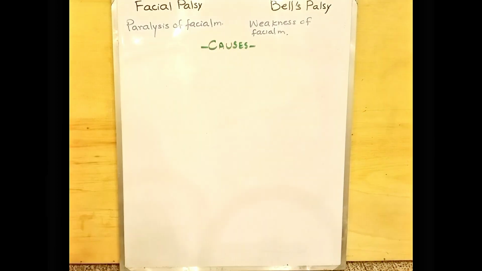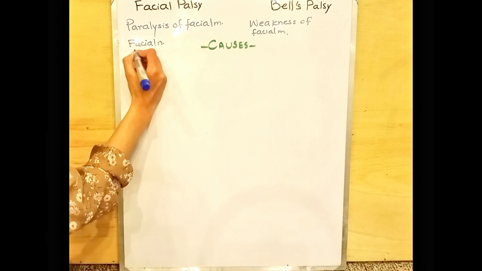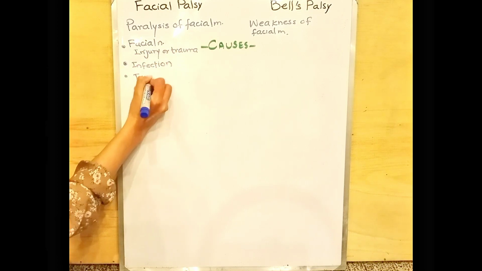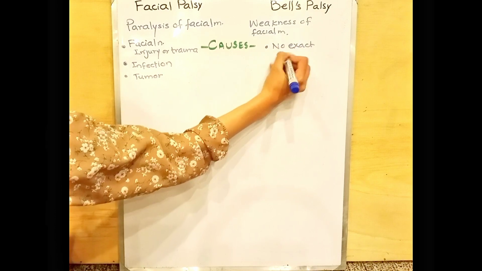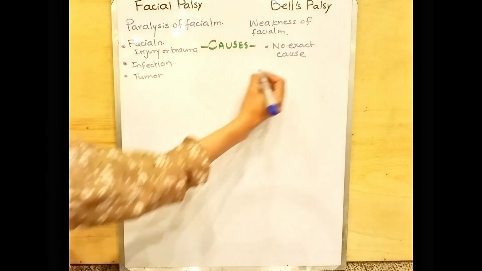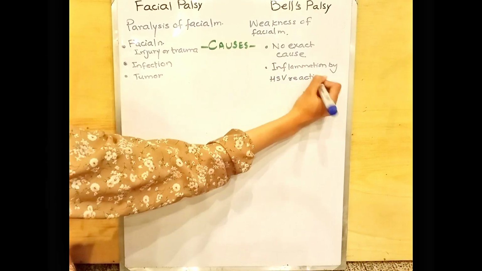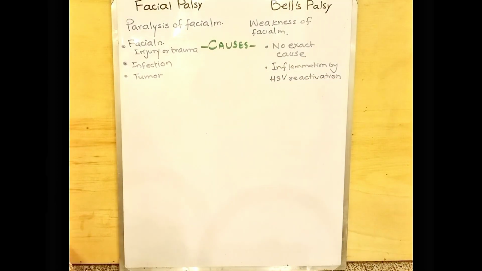Now what are the causes? Both have distinct causes. In facial palsy, there can be facial nerve injury or trauma to it, or there can be any infection or tumor. While in case of Bell's palsy, there is no exact cause, or it may be some kind of inflammation by the reactivation of the herpes simplex virus, according to some studies.